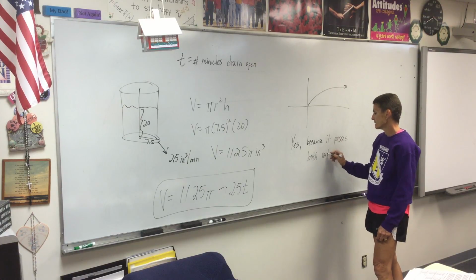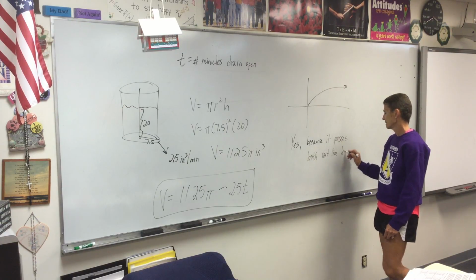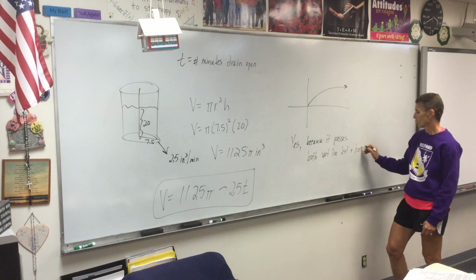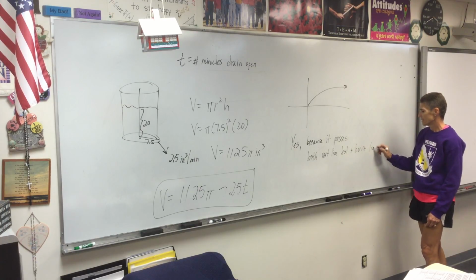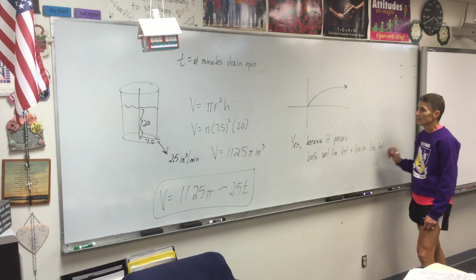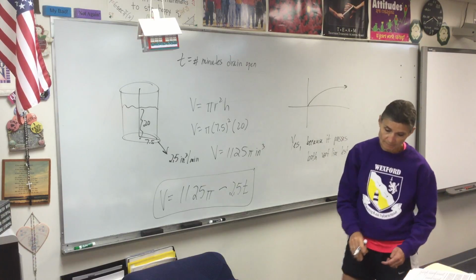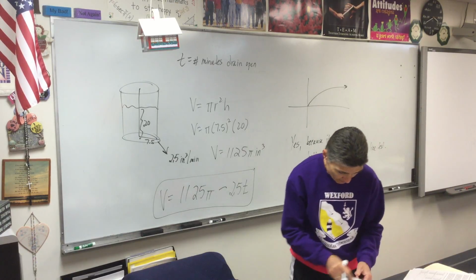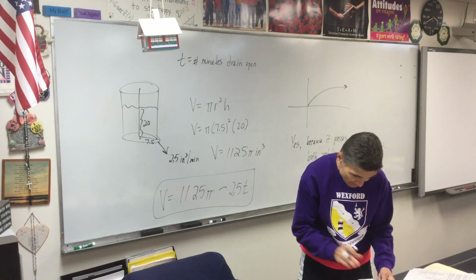the vertical line test and the horizontal line test. That is a 1 to 1 function. Okay, that's it for that sheet.